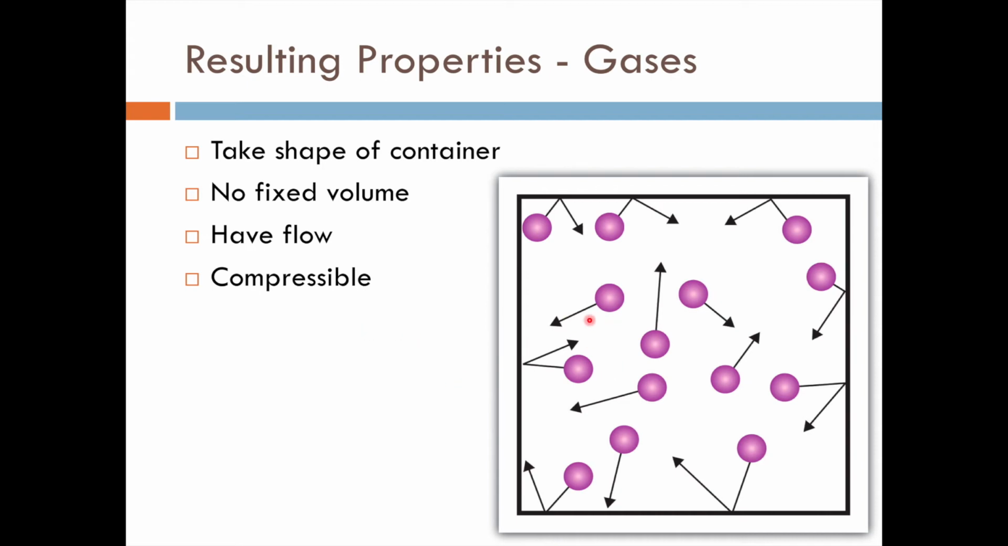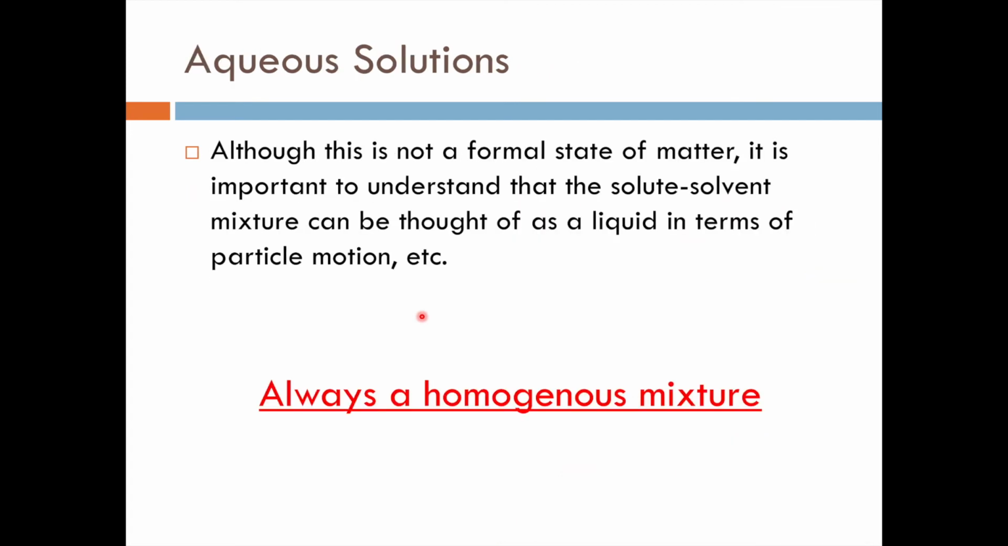So this is what gases look like. Now you can see we can draw them in a particle view with lots of space in between. It's obviously not to scale, but you can notice that the length of this vector right here is much longer than the length of this vector, or the magnitude of this one. They move at different speeds, and they move in straight lines until they collide with something, and then they bounce right off. Now they have flow and they are compressible.